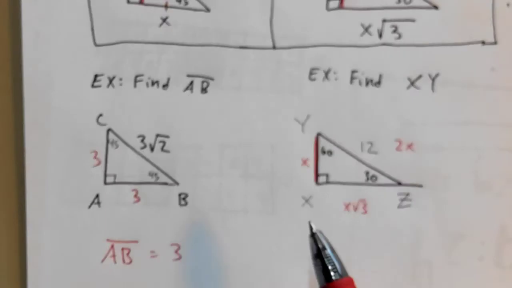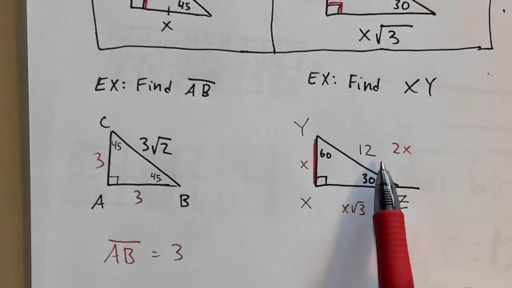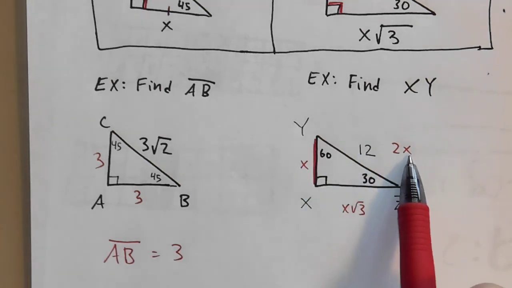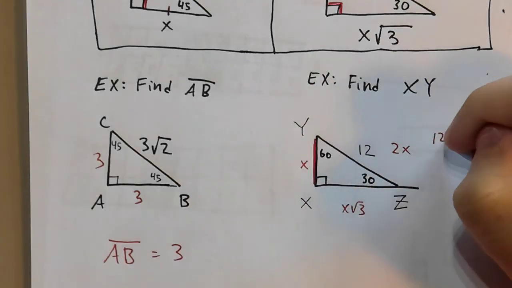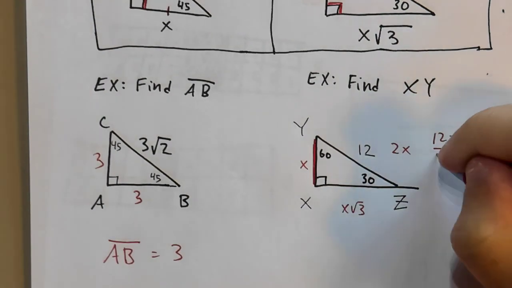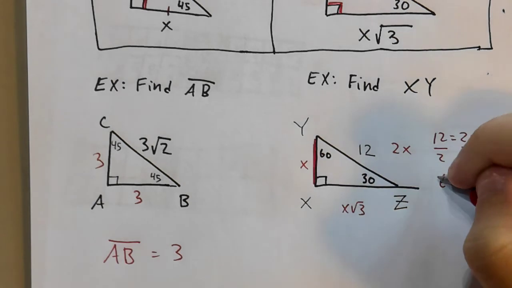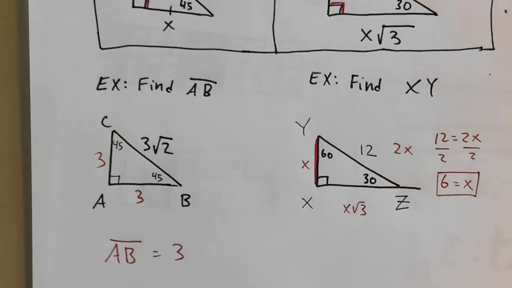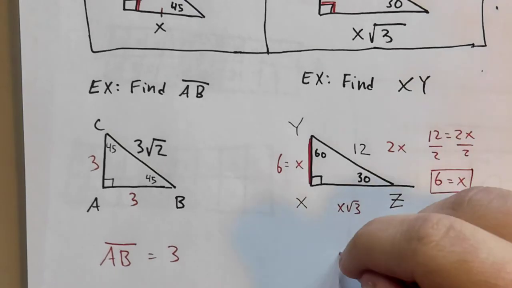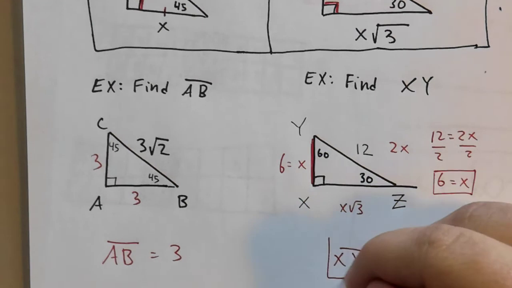Well, the problem is that this guy is 12. So how do we go from this 12 to this side over here? Well, we know that this side is 2x. So we can say if 12 is equivalent to 2x, and we divide both sides by 2, we can say that x is equivalent to 6. So if that's true, that means that this would be 6 over here. So we can say that xy side length is equivalent to 6.